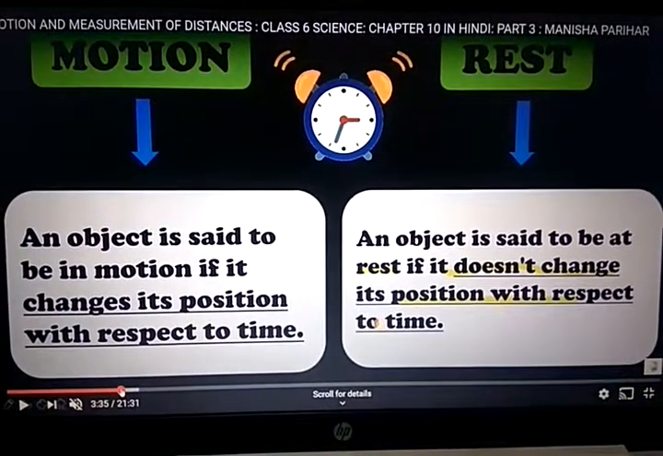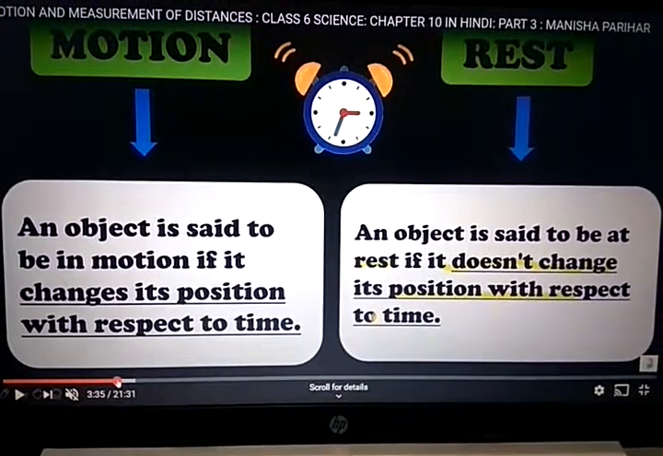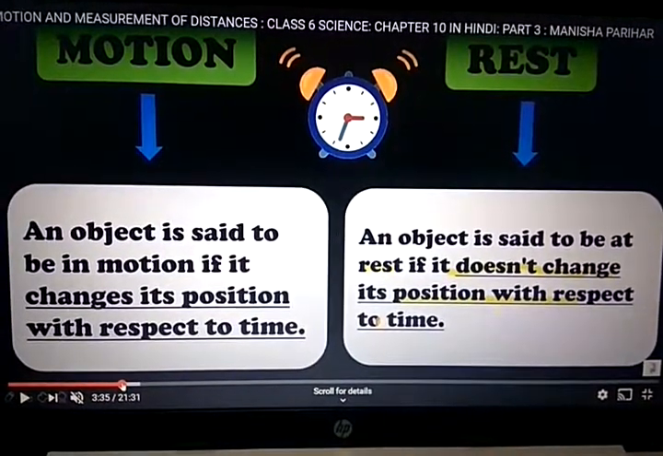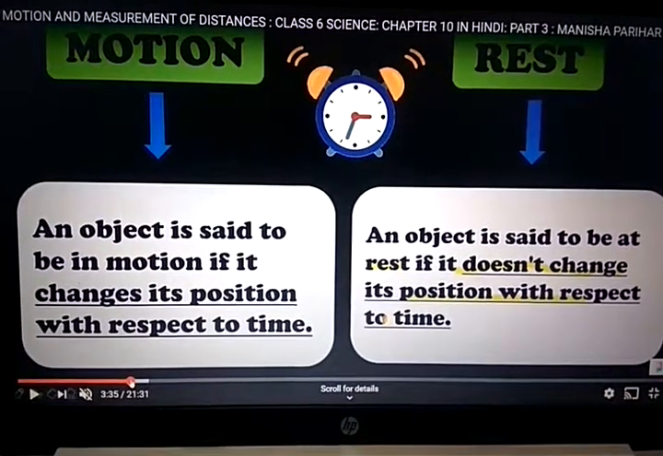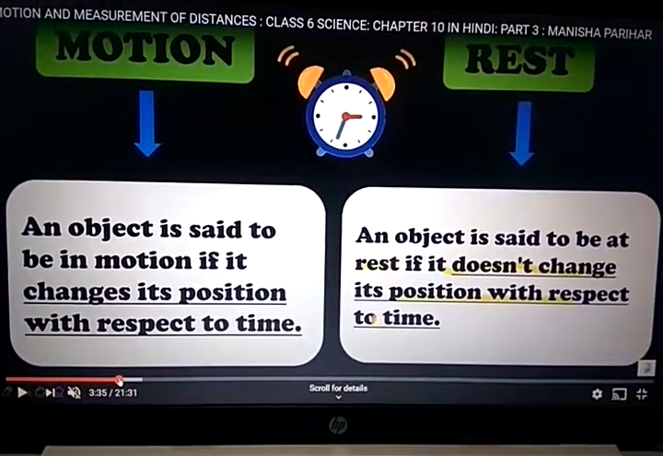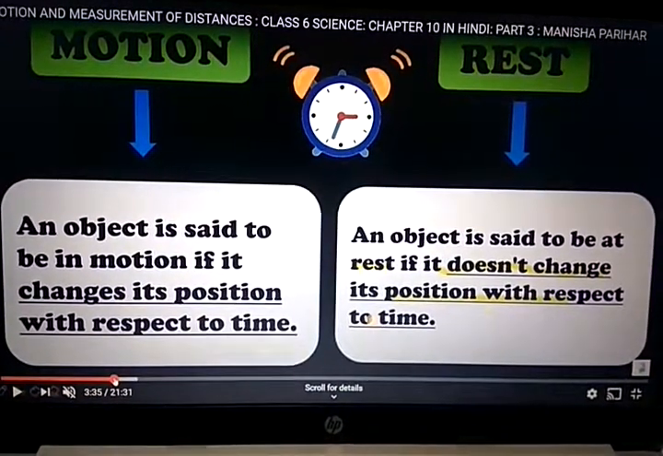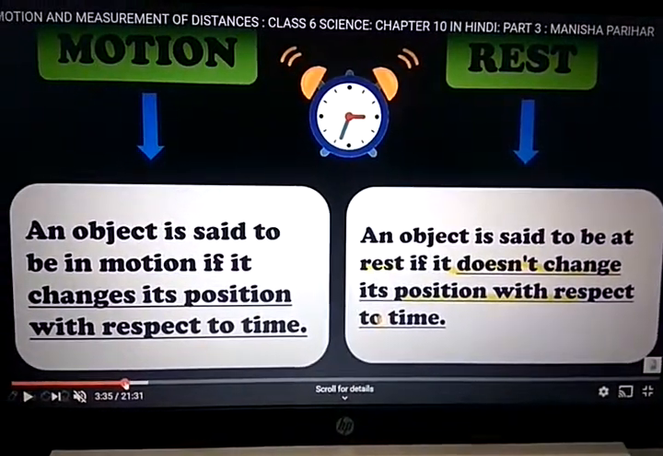So this is the definition of motion and rest. An object is said to be in motion if it changes its position with respect to time. An object is said to be at rest if it does not change its position with respect to time.